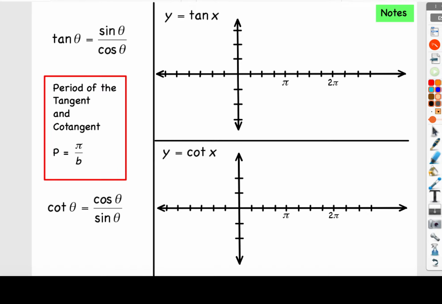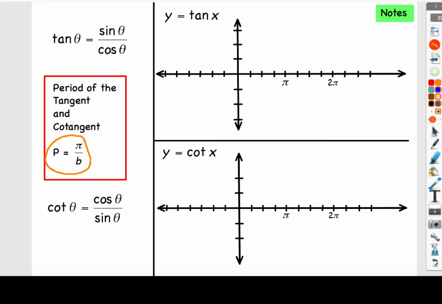Realize that the period of the tangent and the cotangent is unlike all of the other trig functions. For the other trig functions, typically it's 2 pi, or 2 pi divided by b, whatever you're multiplied by inside of your trig function. For the tangent and the cotangent, you'll notice over here at the left, the period is actually just pi over b. And the reason for that is this.